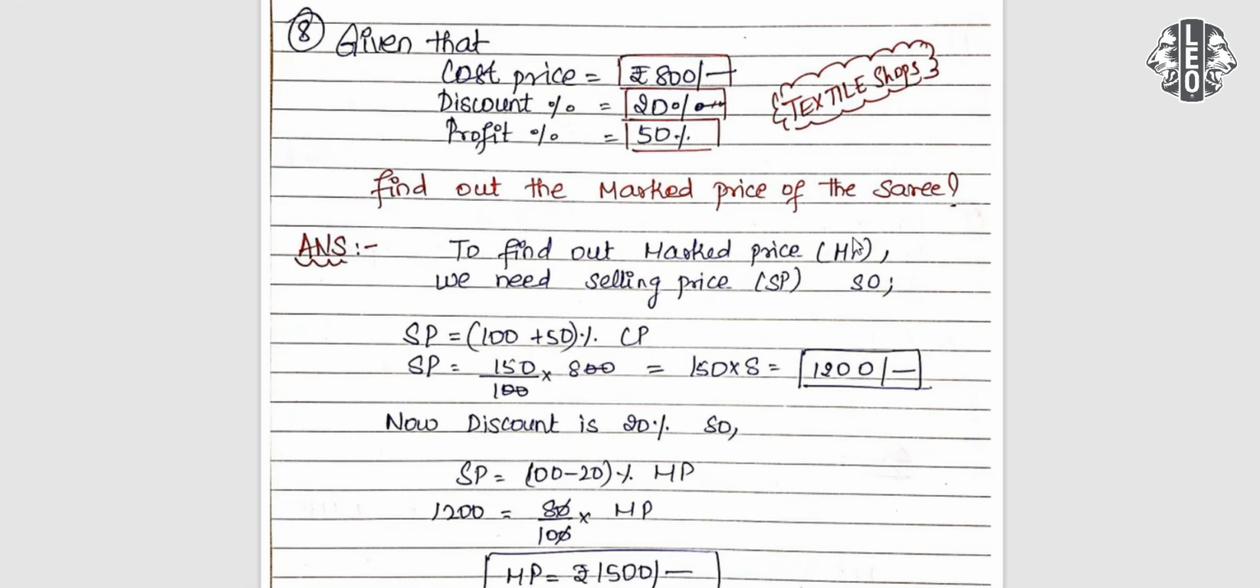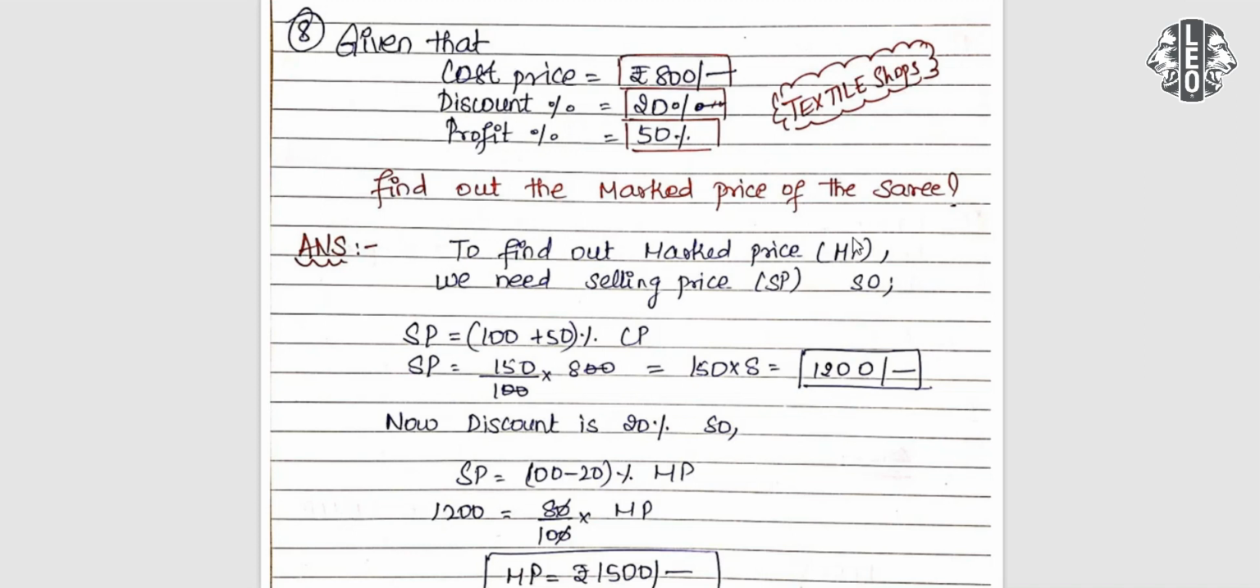So 150 percentage, 150 by 100 into cost price, which is 800. 150 into 8 is 1200. So please note that the cost price is 800 rupees, given in the question. We computed the selling price to be 1200. Now the discount is given to be 20%. So the same initial skeleton formula is being used everywhere. If you remember the skeleton, every sum can be solved very easily. Selling price, the final value, is equal to 100 minus 20% of marked price.